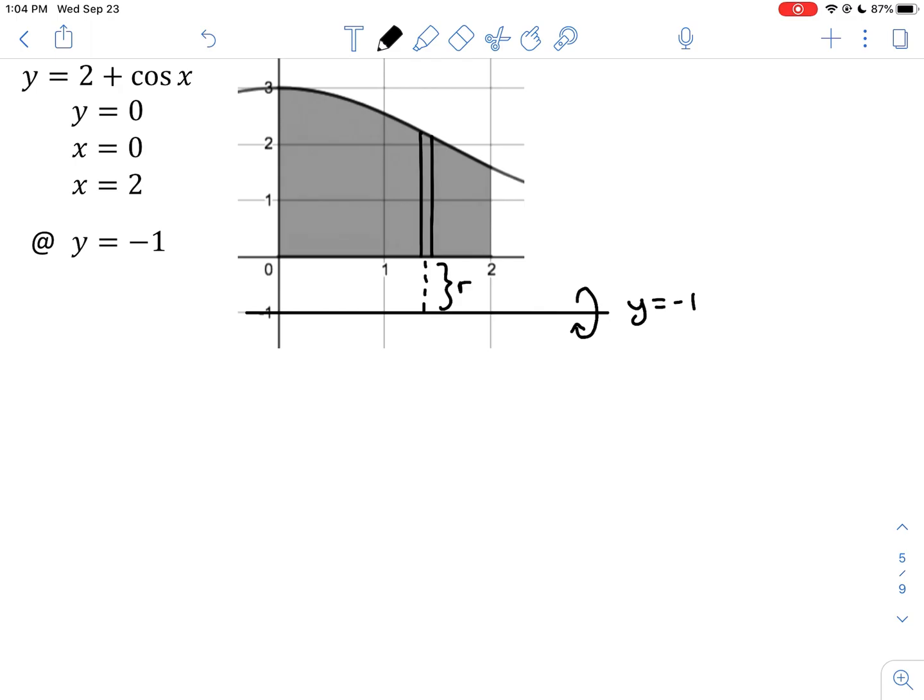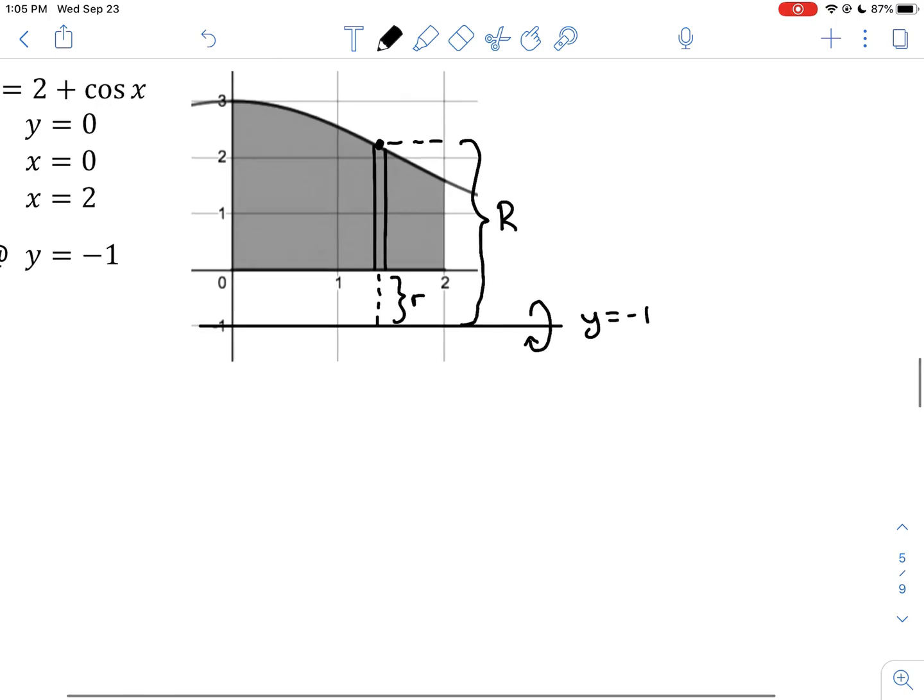Little r is going to be how far the bottom end of the strip, the closer end of the strip, is to the axis of revolution. And big R will be how far the top end, or further end, of the strip is from the axis of revolution. Now I just have to figure out how to express these in terms of x.